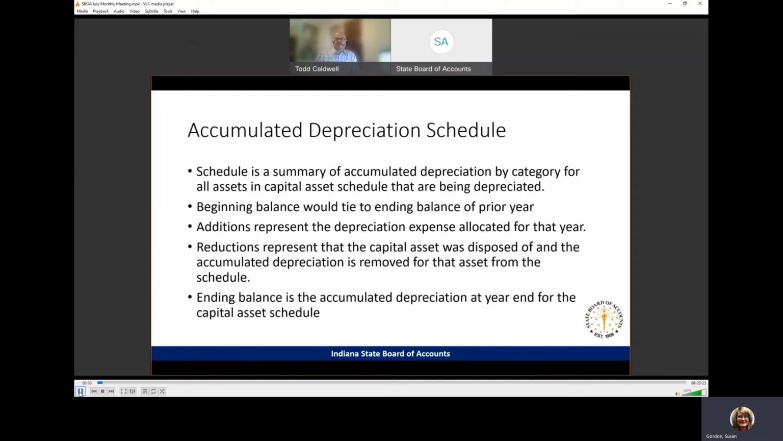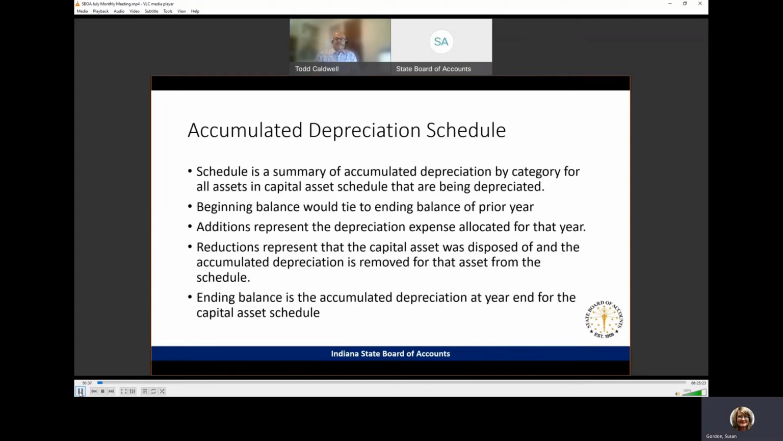Additions to accumulated depreciation represents the depreciation expense for that year, which is being added to accumulated depreciation. This is going to come from your depreciation schedules. Unfortunately, we don't have a prescribed form for tracking depreciation at this time. However, you can use a spreadsheet to accomplish that.